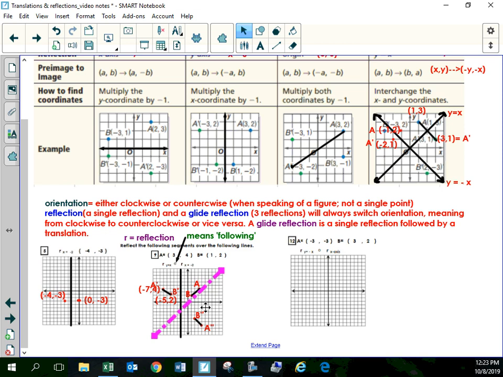So here's my final image. Just by looking at this, even if I didn't know what the problem was, I can look and say, okay, there's no primes here, so this was this person's pre-image. This was their first reflection because it's got a single prime, and this was their second reflection to get down here because it's got double primes on it. So I can easily tell which order they did their reflections in.